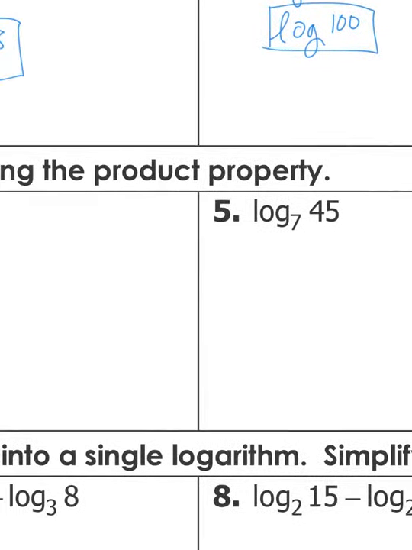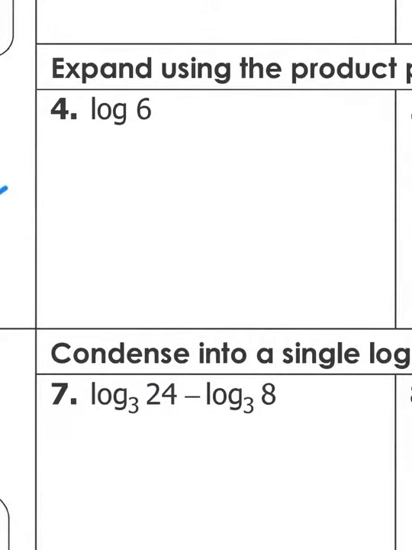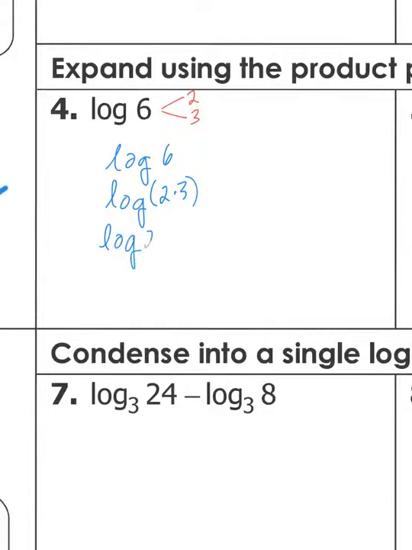Now, for questions 4, 5, and 6, we're going to expand. We're going to take this log and stretch it out. I don't see anything being multiplied here, but I do know that there are two values that multiply to give me 6: 2 and 3. Now you could have used 1 and 6, but we generally aren't going to use 1 and 6. I generally will use prime numbers. So the log of 6 can be broken into the log of 2 times 3, which then can be expanded through addition, log of 2 plus log of 3.